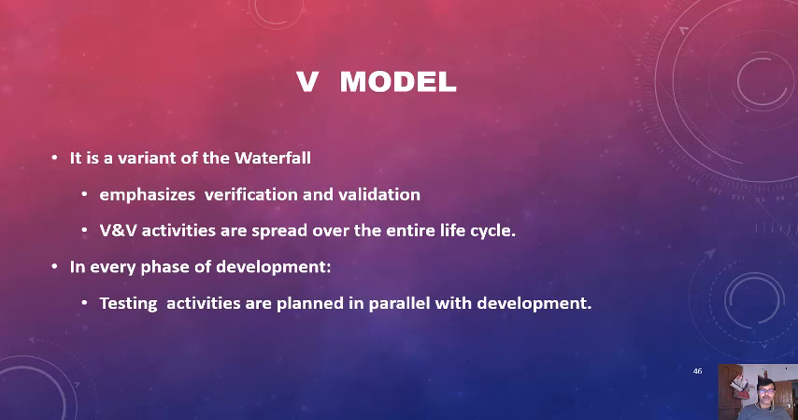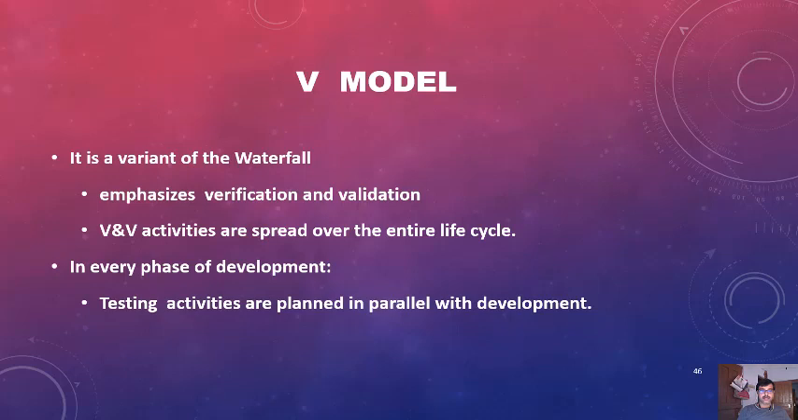Validation means you are checking whether your project is according to your requirements or not. You are going to validate your project. And verification means you are checking whether your project is being done according to the just previous requirements or not. So verification is done in every phase, and validation is done after completing the project and the system design, in the system testing phase. V and V activities are spread over the entire life cycle. V and V means verification and validation.